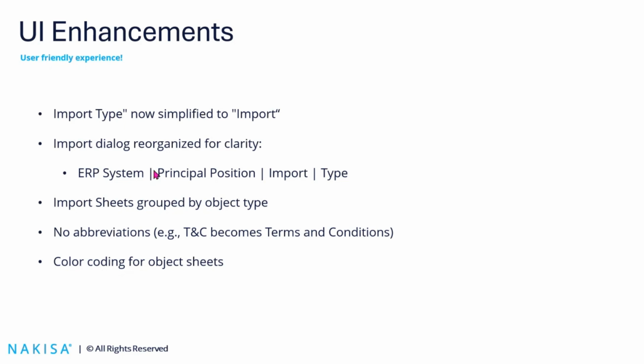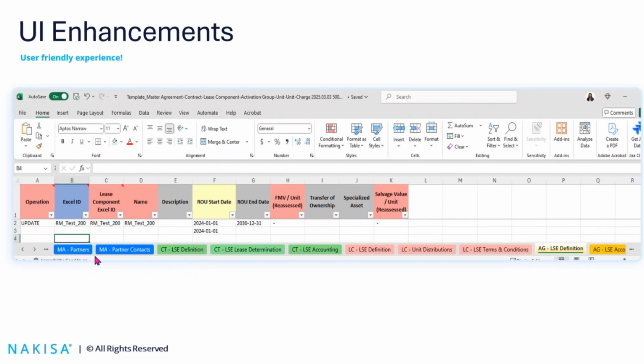This enhancement is small in the UI itself. It talks about how it has changed from import type to import. You also have no abbreviations, and the import sheets are grouped by the object type, and you have color coding for the object sheets. As you can see in this example I'm showing, this is a template which has all the objects on it, and we have different color codings. For master agreement, it's blue. For the contract, it's green. For lease component, it's pink. For AG, it's yellow. And I think it's purple for the units. This can help the user identify which tab or sheet they are working on.